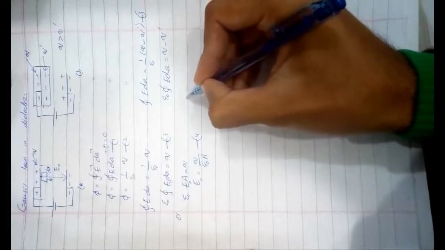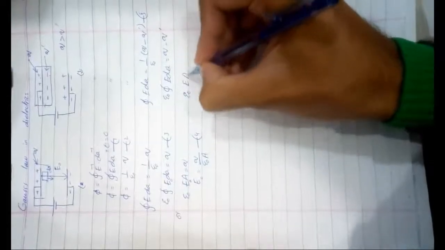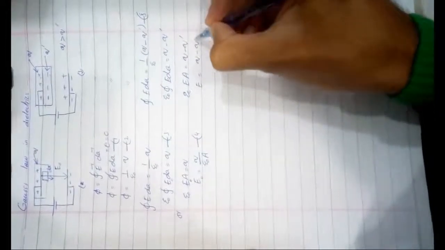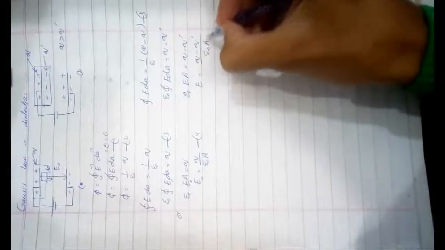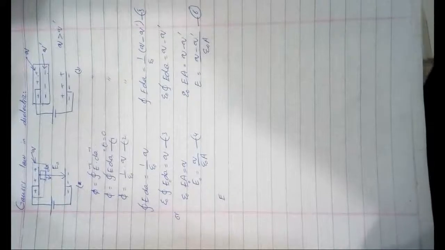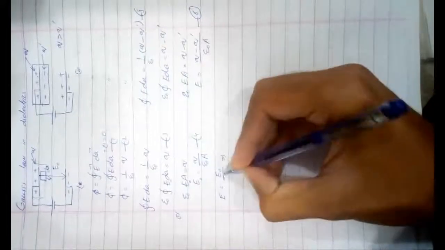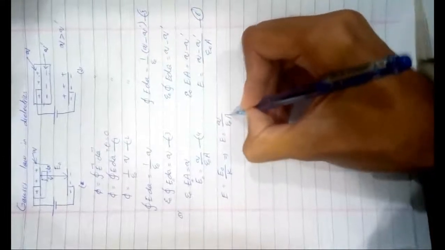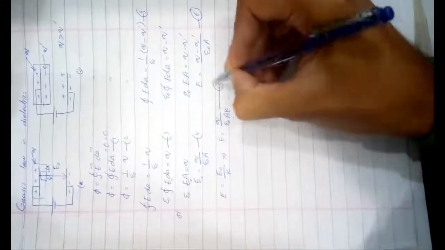epsilon naught E A equals Q minus Q prime, or the electric field can be given as Q minus Q prime over epsilon naught into A, say equation 6. We also know that the electric field in vacuum and the electric field when a dielectric material is placed between the two surfaces are related as E equals E naught over K, and by putting in the value we have E equals Q over epsilon naught A into K, say equation 7.